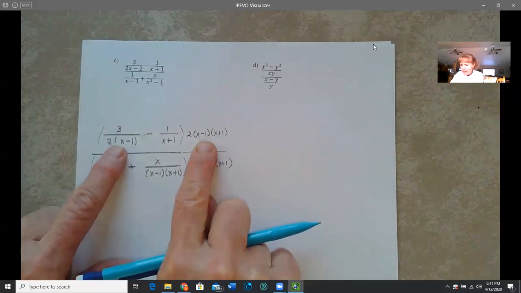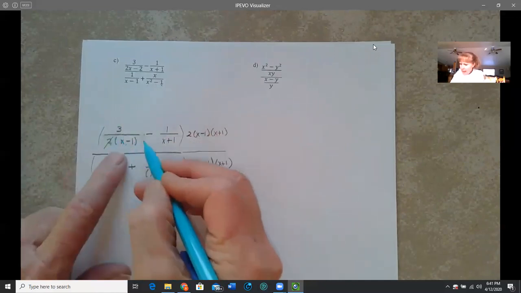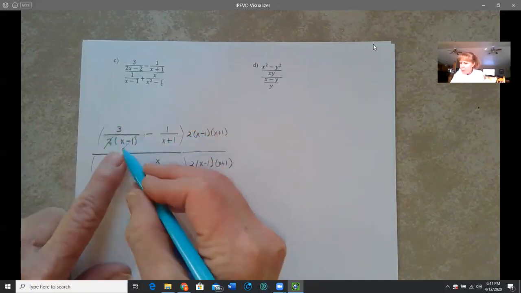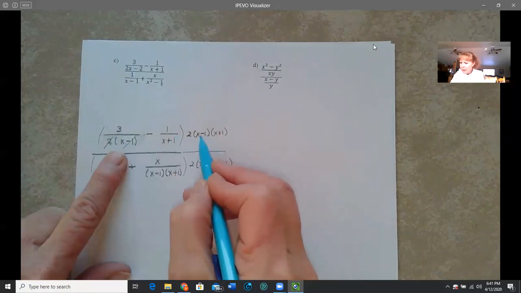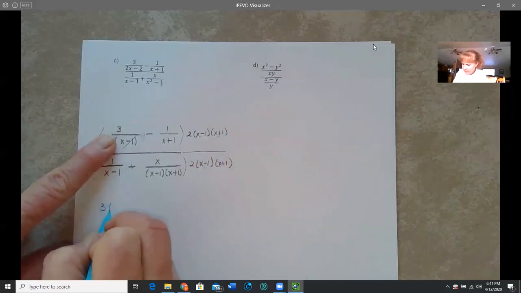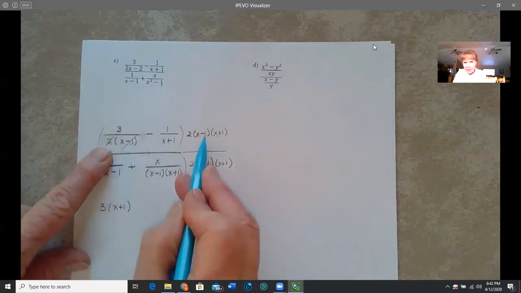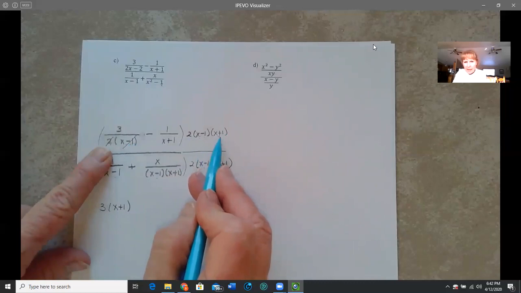We're just going to say, okay, we're going to take this times this outside. Now, when I take this first fraction times my least common denominator, the 2's cancel and the x minus 1's cancel. So all I'm left with is x plus 1 times 3. So that's what happens when you take your first fraction times the least common denominator. The x minus 1's cancel, and so do the 2's.